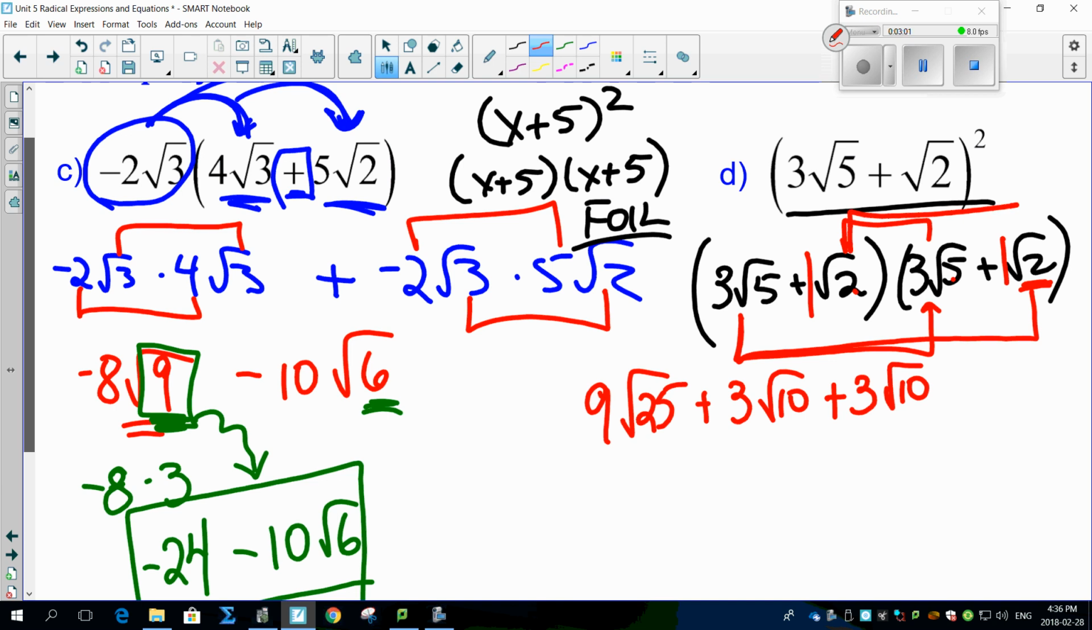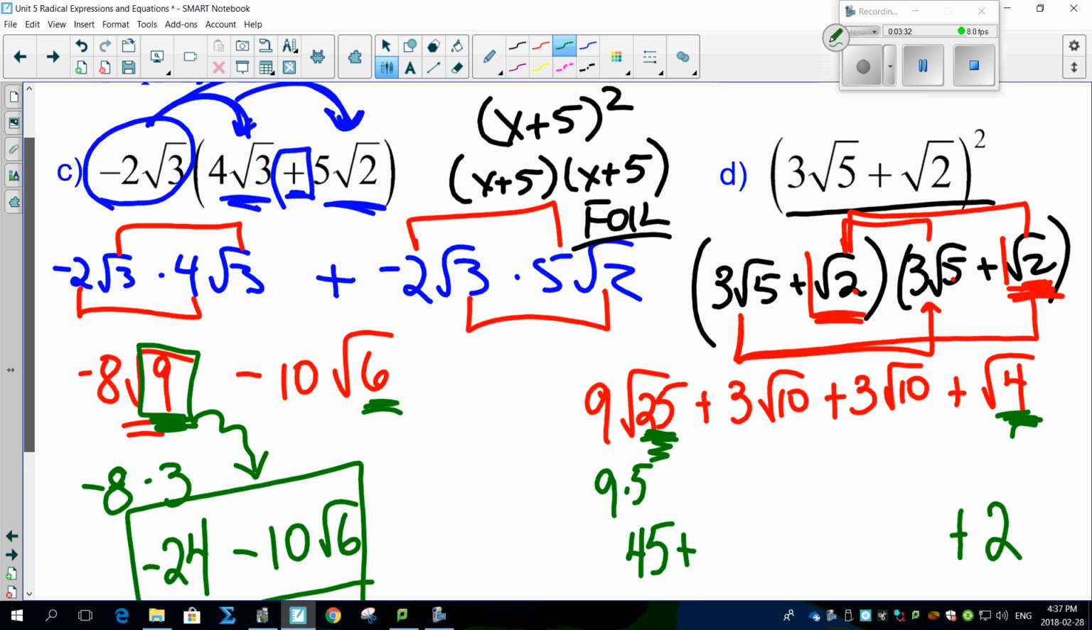And then finally, check this out. You've got a root 2 times a root 2, which is root 4. But again, watch out. Look for things that can be reduced. You know that the square root of 25 is actually 5. So you got 9 times 5 there, which is 45. Look over here. The square root of 4 is in fact 2. All right. Now, check this out. Middle guys, just like in regular FOIL, you can combine those. 3 root 10 and 3 root 10 works out to be 6 root 10.